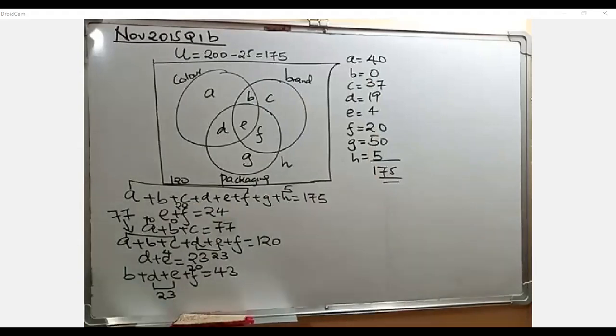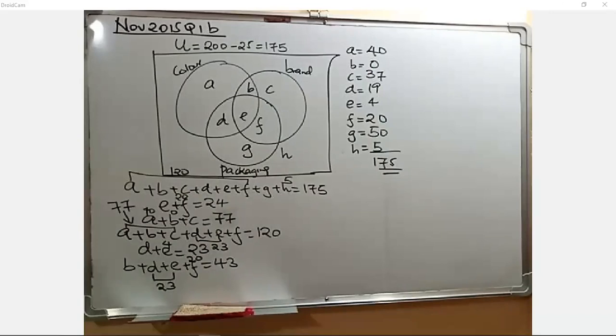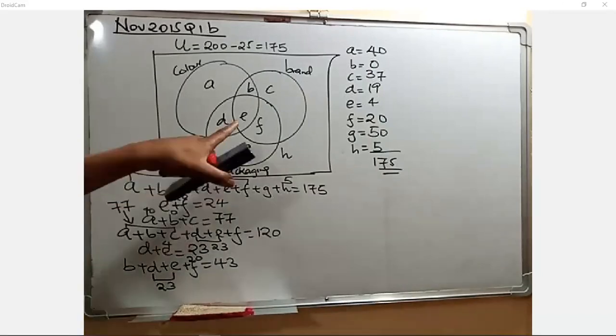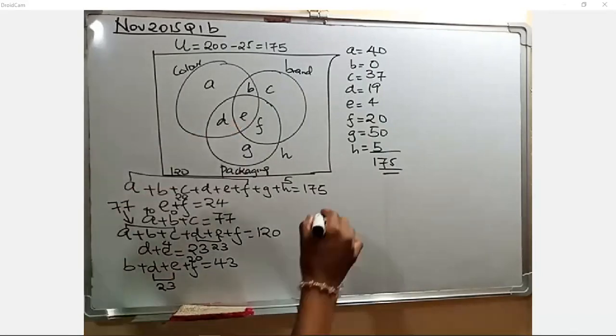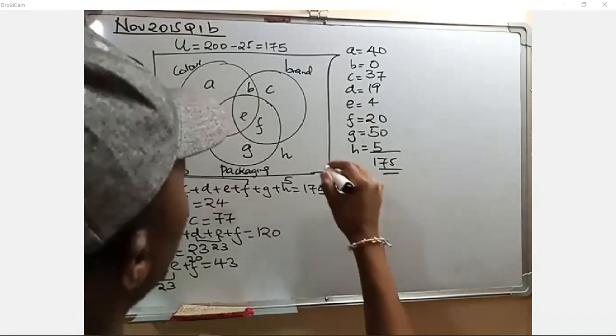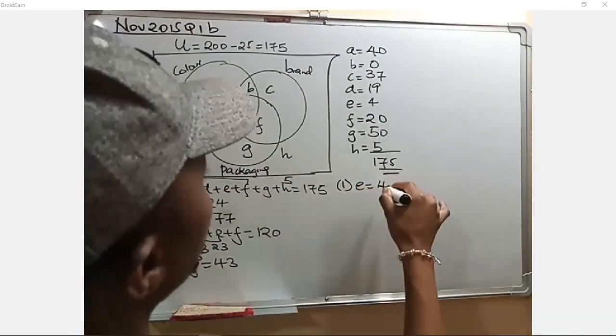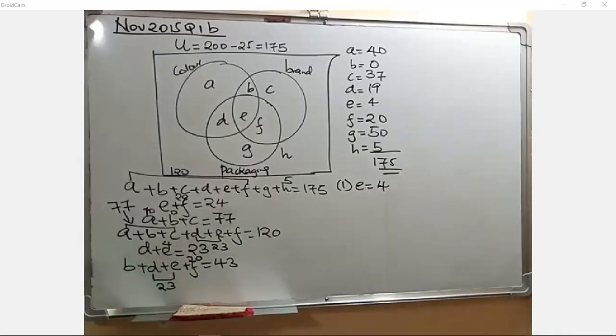Now, from this scenario, I just go back to the question. Present the above information. I have already done that. I have 6 marks. The number of persons that like all the 3 attributes. The 3 attributes, we said, is our E. That is number 1. Our 3 attributes, our E, which is 4. The 4 persons.